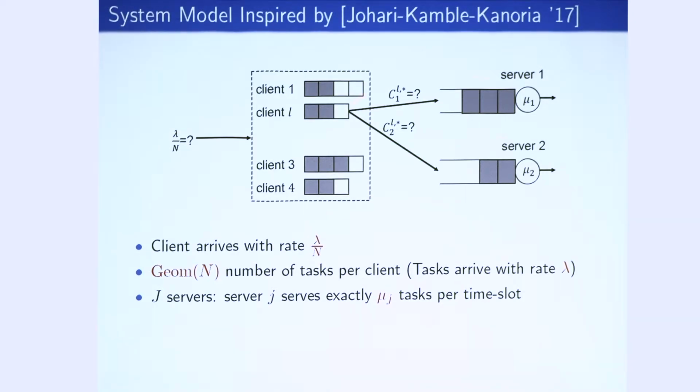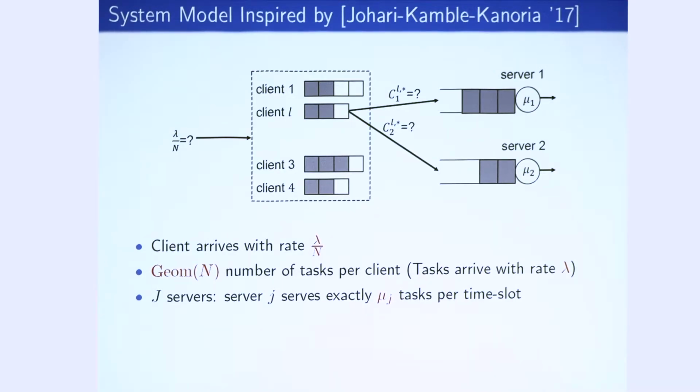Okay. On the right-hand side, we have in total J servers. And server j serves exactly mu_j tasks per time slot. Toward the end, I'm going to tell you a little bit more about when the service time could also be random. But here we assume the service time is deterministic. It's equal to mu_j.